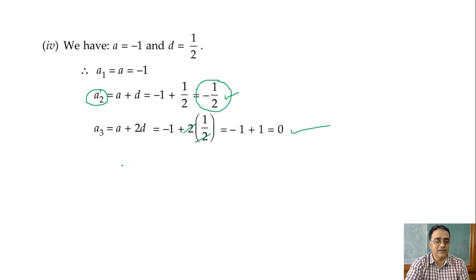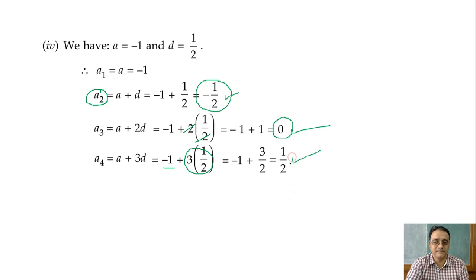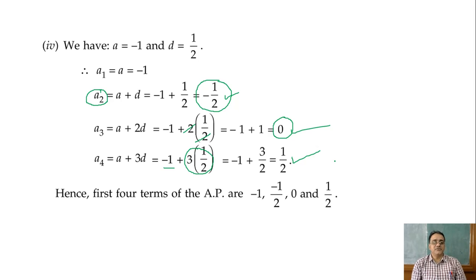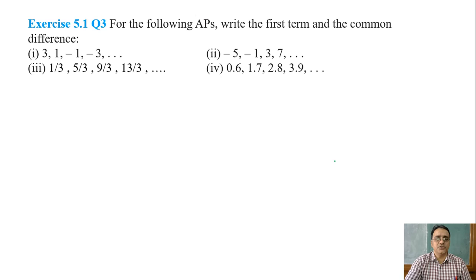Now the fourth term, A plus 3D. That is -1 plus 3/2. So 3/2 में से -1 निकालेंगे तो कितना बचेगा? और ये ज़्यादा इजी है. A3 plus D, 0 plus half. We'll get half. Hence, the first four terms of the AP are -1, -1/2, 0 and 1/2. किसी को कोई डाउट है? No, sir. Okay. Now next question.